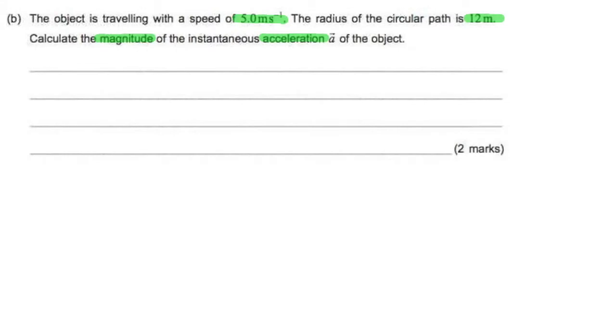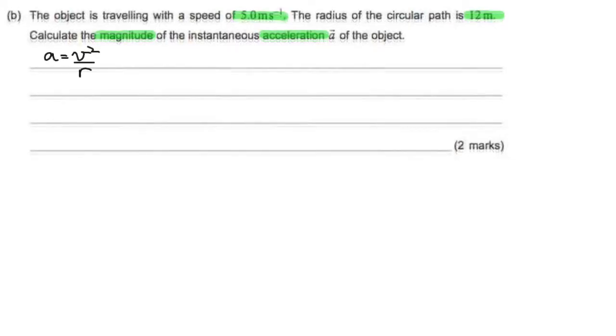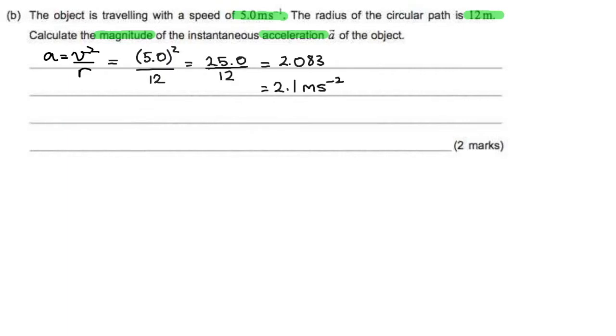Part B of the question requires us to calculate the magnitude of the instantaneous acceleration. To do this, we are supplied with the speed of our object, which is 5 meters per second, and the radius of the circular path, which is 12 meters. We're going to use this formula to calculate the centripetal acceleration of our object. The first step is to substitute the correct values into our formula and to carry out the operations of squaring the speed of the object.